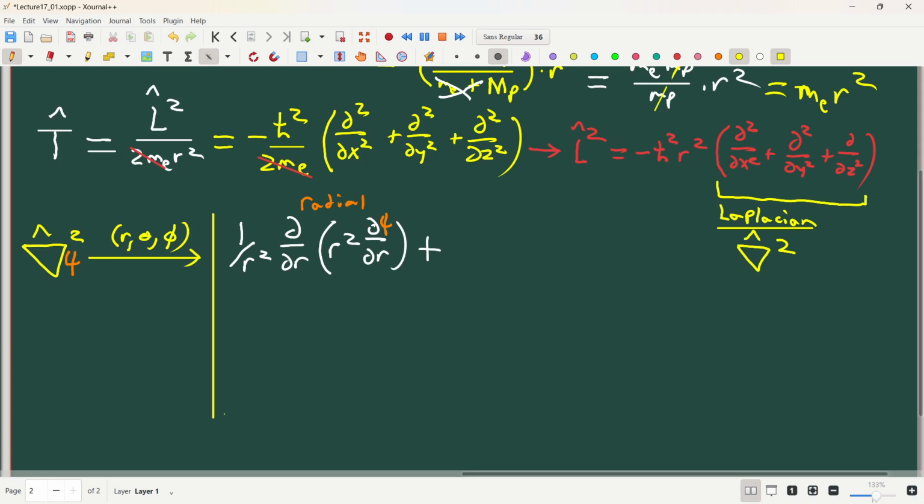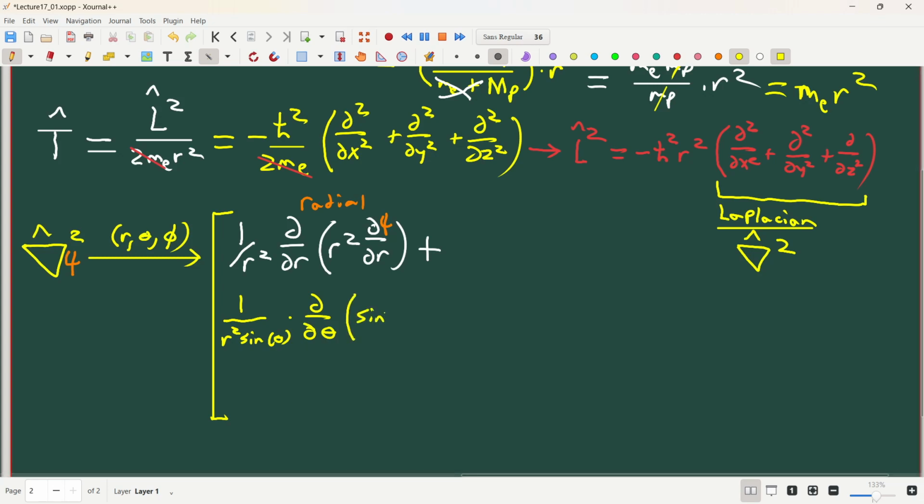So I'm just going to put a big box here so you know where they are. The next term is 1 over r squared sine theta times the derivative with respect to theta times sine theta, d by d theta.